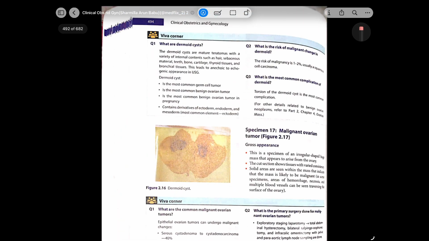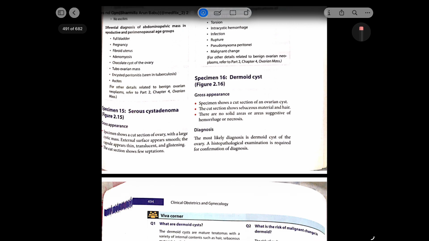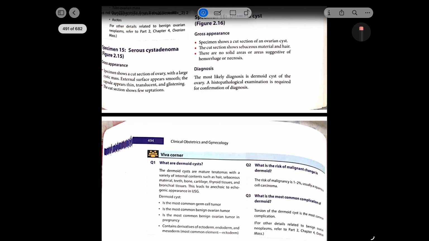Next specimen. This is the next specimen. Gross appearance. The specimen shows a cut section of an ovarian cyst. The cut section shows a sebaceous material and hair. There are no solid areas or areas suggestive of hemorrhage or necrosis. The most likely diagnosis is dermoid cyst of the ovary. A histopathological examination is required for confirmation of diagnosis.